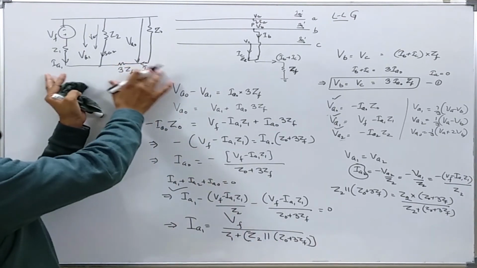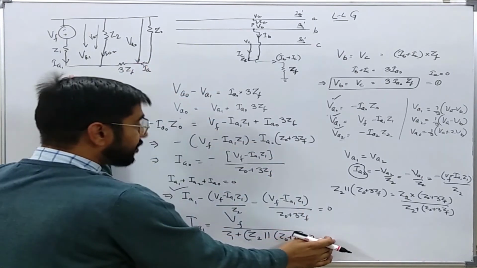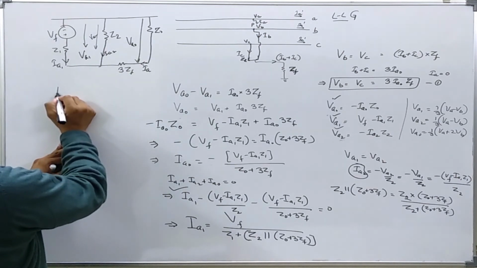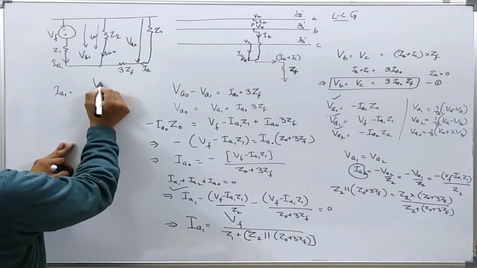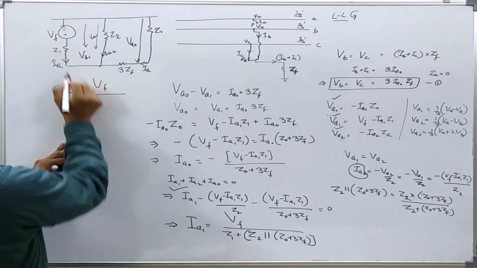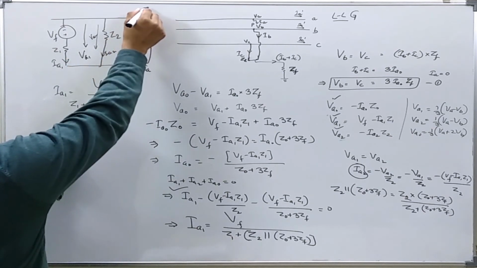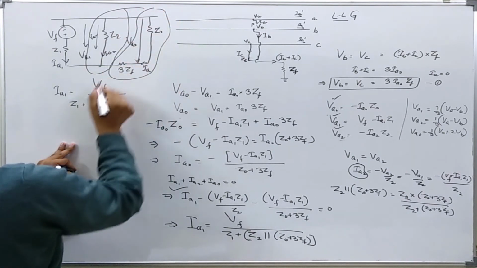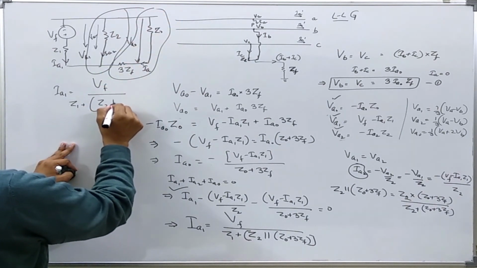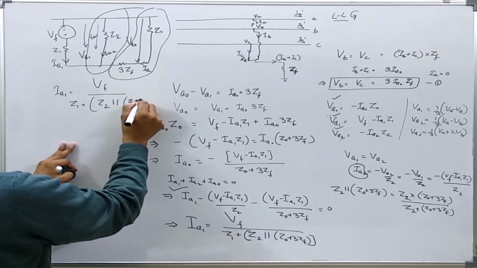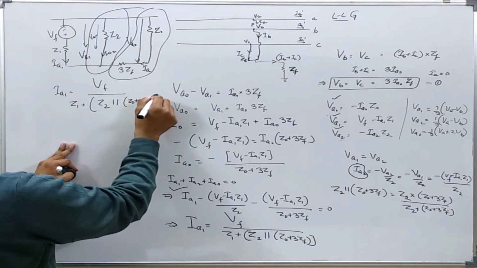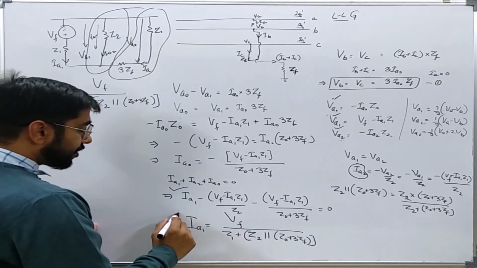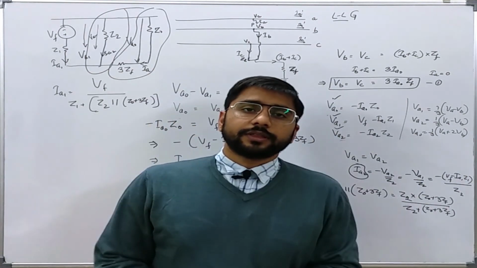Now clearly this network is again satisfying this equation. We can see that Ia1 can be simply written as Vf divided by this Z1 in series with the parallel combination of these two. So you see that our network is also satisfying this condition of connection of these impedances.